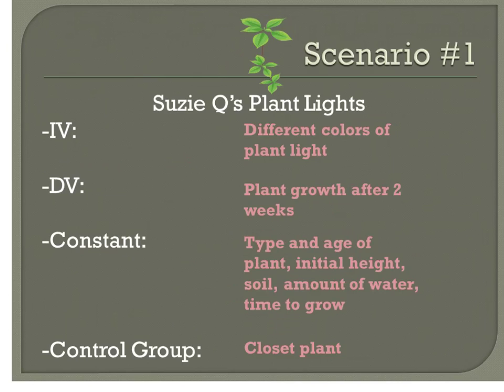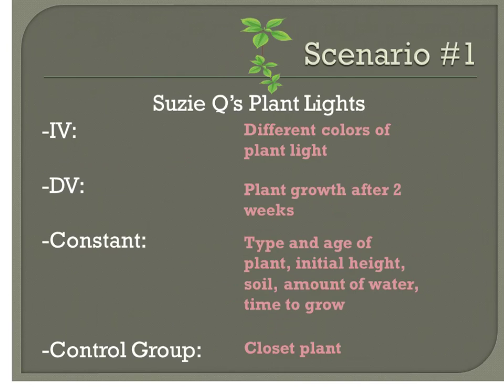So the thing that she's manipulating, what she is controlling here herself, is she's in charge of changing the different colors of plant light. So that is why it's the independent variable. So as a result of the different lights, she's expecting the plant growth to change after 2 weeks. That's why that is the dependent variable.